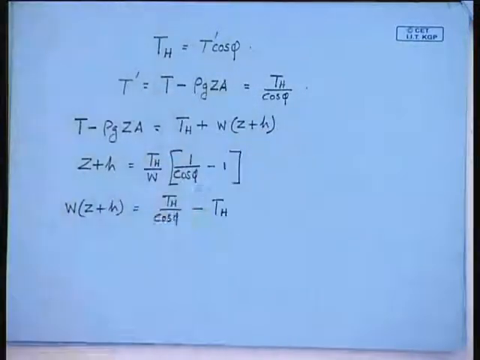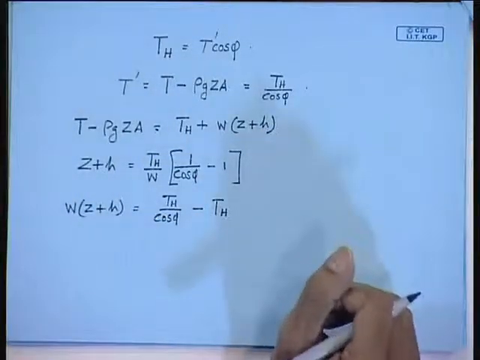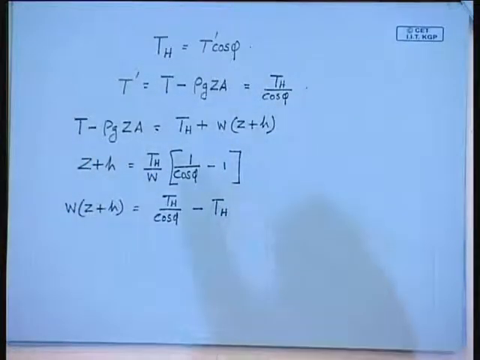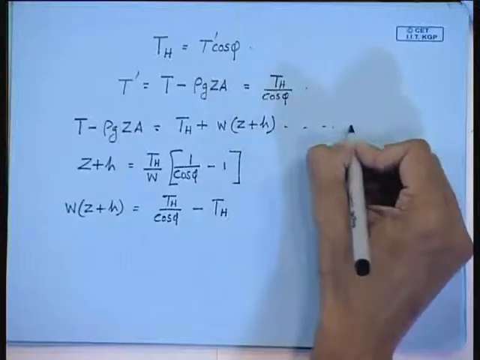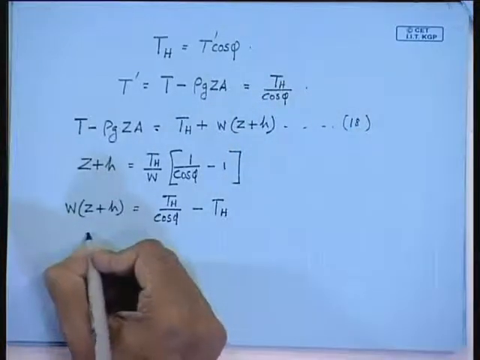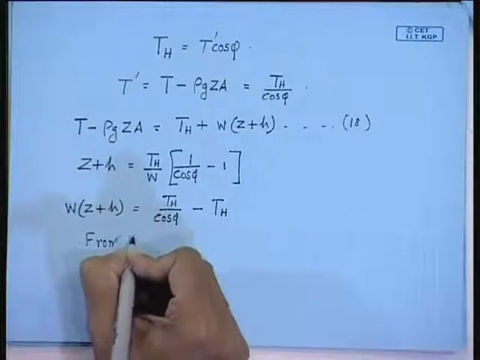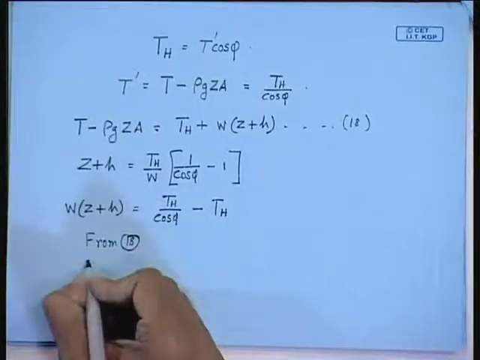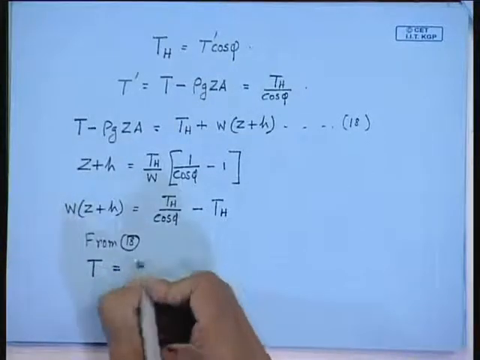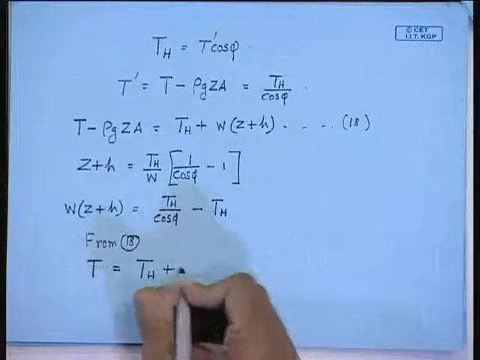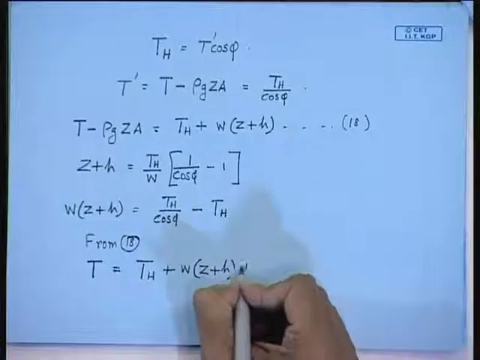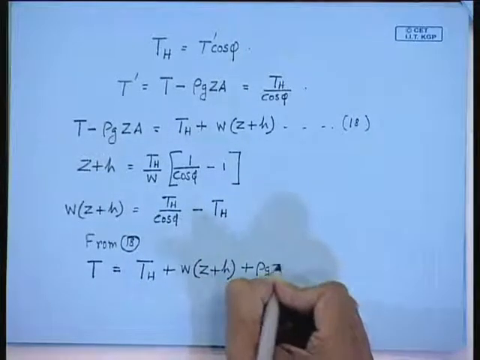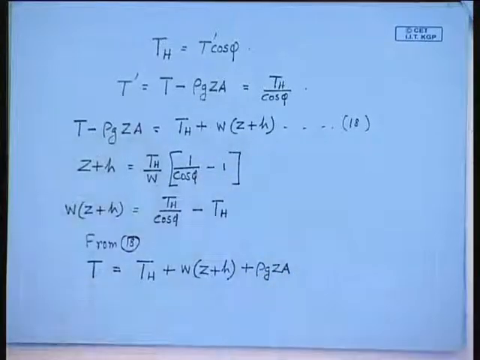So we have got rid of the hyperbolic term, otherwise it will create problems. So now from this equation you can get T. So what is the equation for T? Ultimately, this is, say, equation number 18. So from 18 we are getting the expression of T as T_H plus W multiplied by Z plus H plus rho g Z A. So we have got this expression.